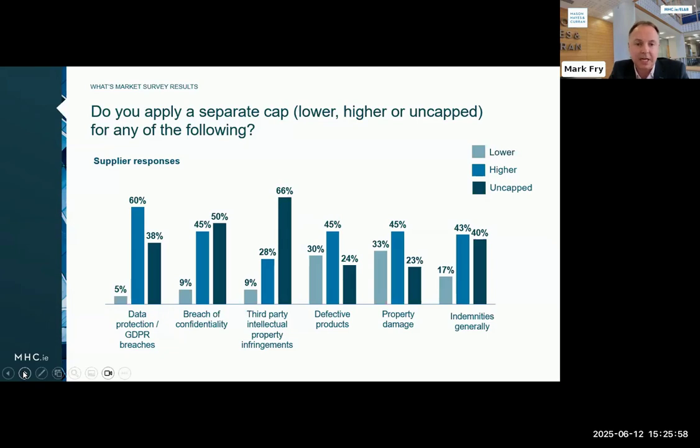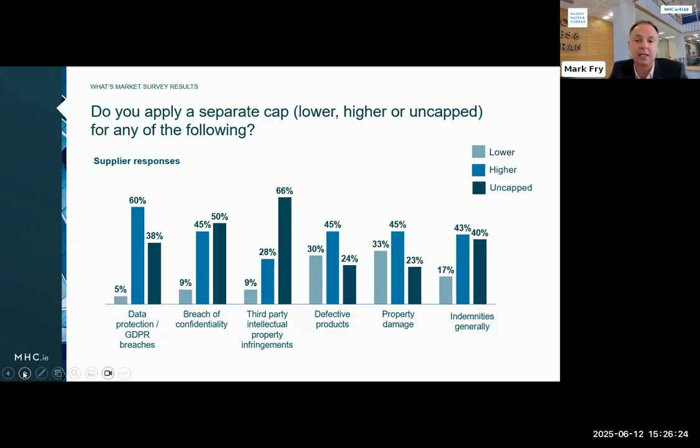So the data for data protection here shows a clear trend that most suppliers, 60%, will agree super caps for data protection. In previous years, we would have seen a lot more suppliers indicating they would agree uncapped liability for data protection. And this year, there's still a high proportion, so 38% of suppliers did still indicate that they would agree uncapped for data protection, but we expect that's mainly in areas where there isn't a significant processing of personal data or a significant risk to the supplier.